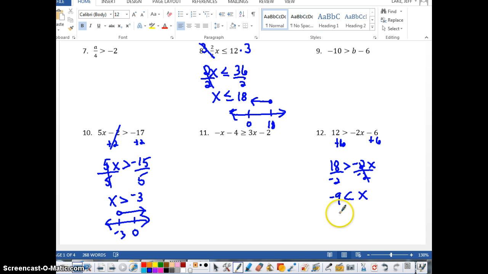Again, we like having this written with the x on the left side, so we're going to flip this to be x is greater than negative 9. So when I graph this, that is going to be an open circle at negative 9. And it's going to be everything to the right.